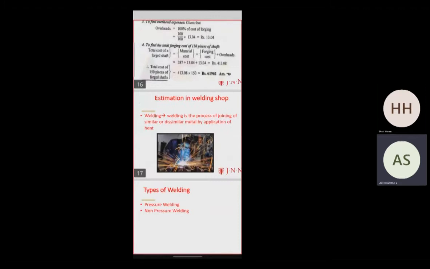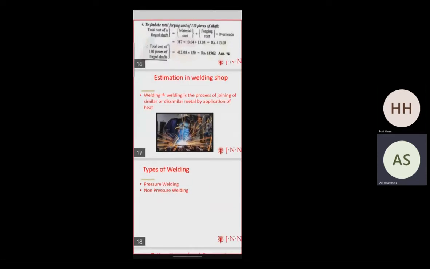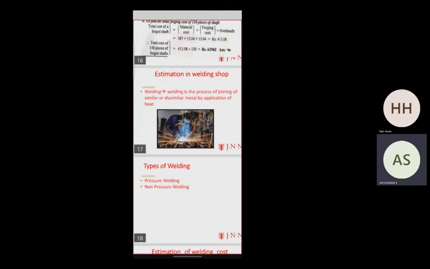The types of welding are pressure welding and non-pressure welding. In welding, we can use pressure and non-pressure also. For example, laser beam welding: in laser beam welding, no pressure is applied. But pressure welding means arc welding. Arc welding requires a pressure.